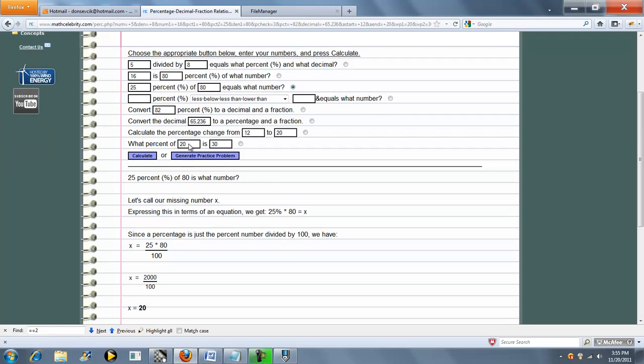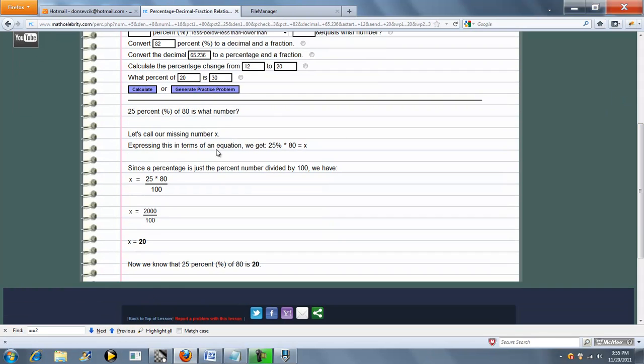So first we ran 25% of 80. If you're on the calculator, you click this button here. Because you ran it from the search engine, the calculator knew that you meant this scenario. And you can change these numbers if you're on the calculator. What the math does is it expresses it in terms of a percentage, simplifies it, and gets 20. So 25% of 80 is 20.